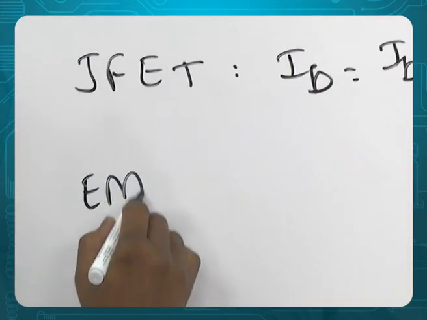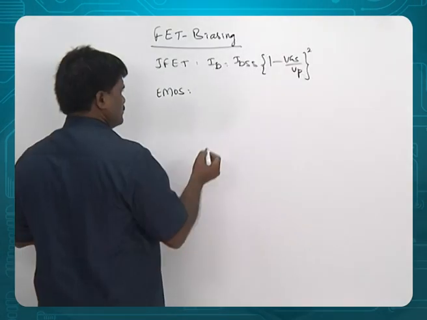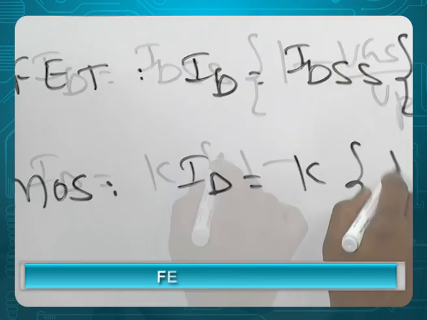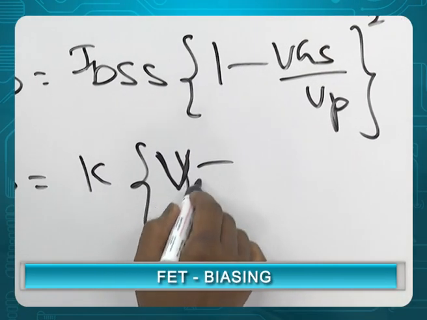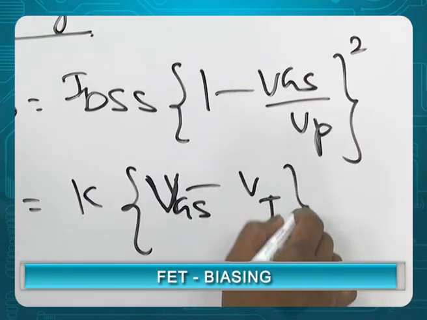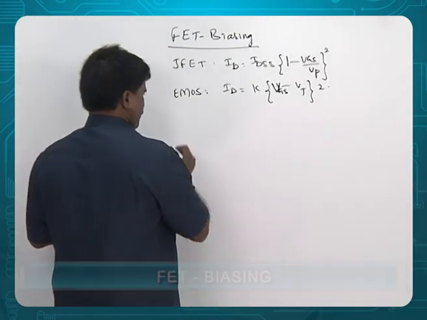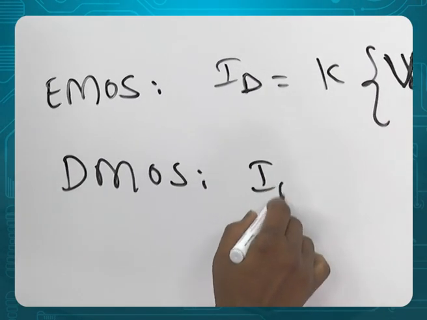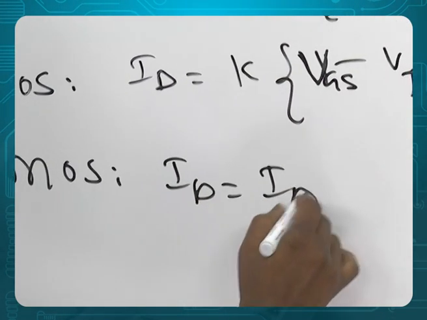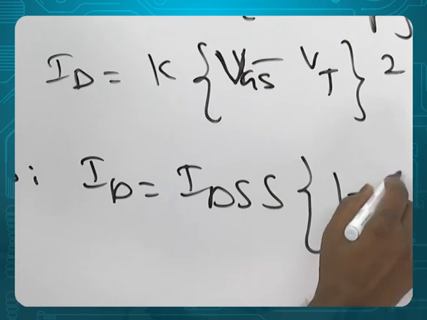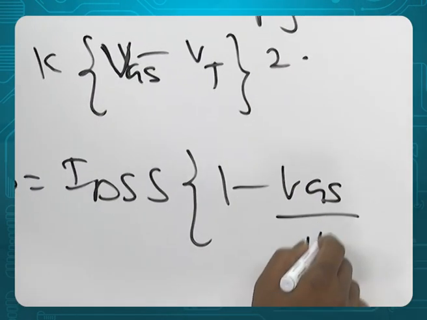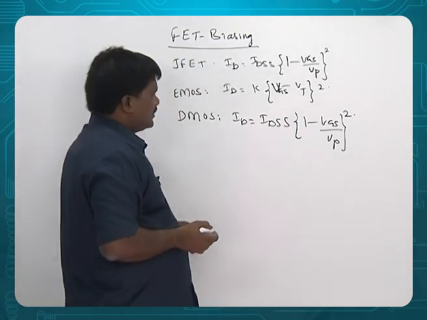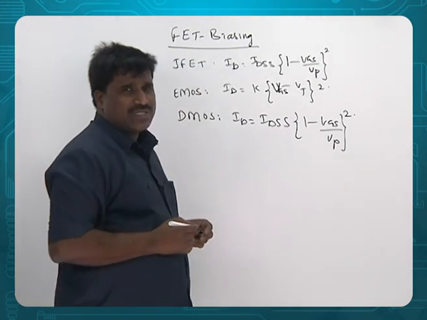And when you say enhancement MOSFET, ID is equal to K into VGS minus VT whole square. When you say depletion MOSFET, ID is equal to IDSS into 1 minus VGS by VP whole square. These are the three basic equations we need.